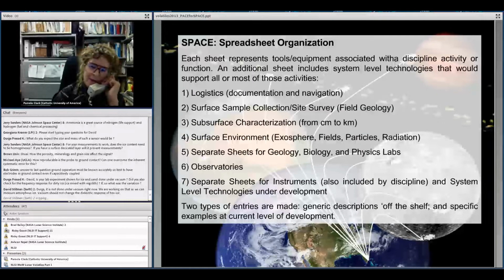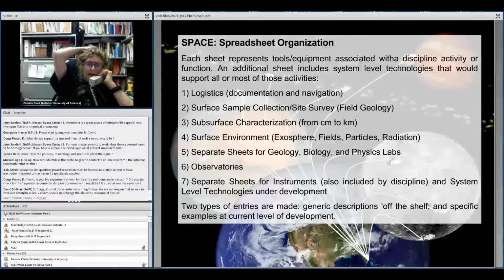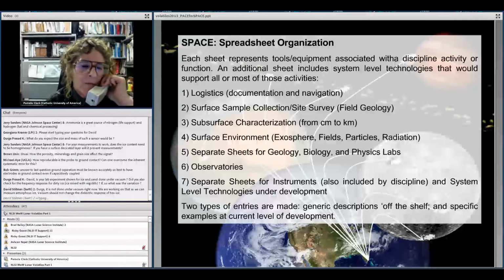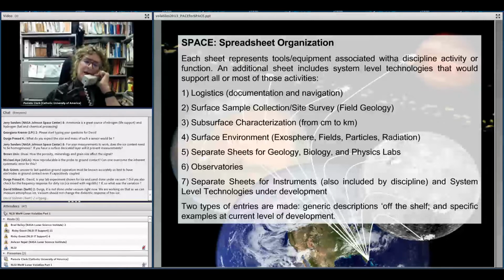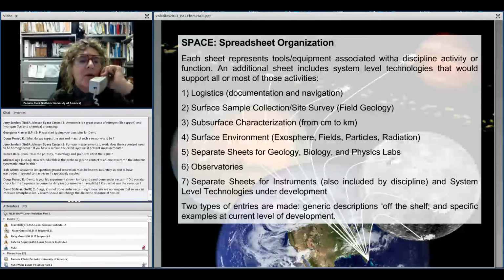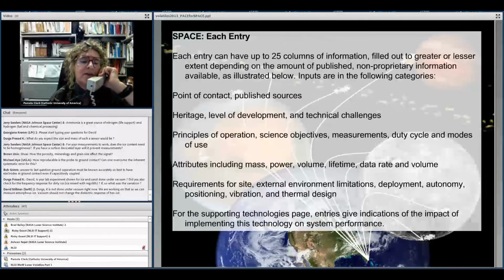Now, the organization of the spreadsheet is that essentially we have pages for each of these different areas: logistics, surface sample collection and site survey, including field geology, subsurface characterization, surface environment characterization, things like exospheres, fields and particles of radiation on the surface, and separate sheets for geology, biology, and physics labs in situ, separate pages for observatories, and also a separate page for system-level technologies or component technologies that could be of particular interest in designing an overall mission concept or in the instruments themselves.